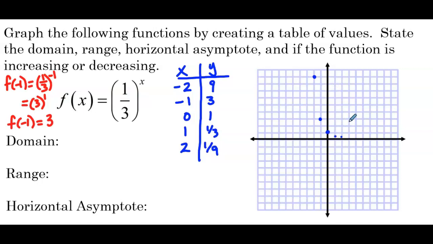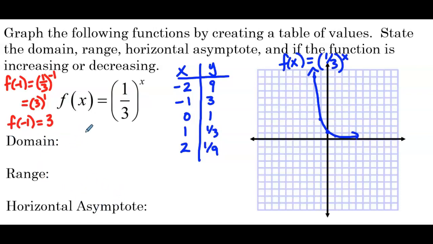So now we're going to connect our points. I'm going to go backwards here. Okay, so there we have the graph of f of x equals 1/3 to the x. Now notice this exponential function is going down, right? So in this case, it's a decreasing exponential function. And we'll answer that as part of our questions.